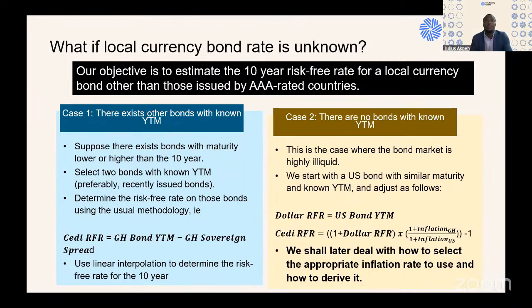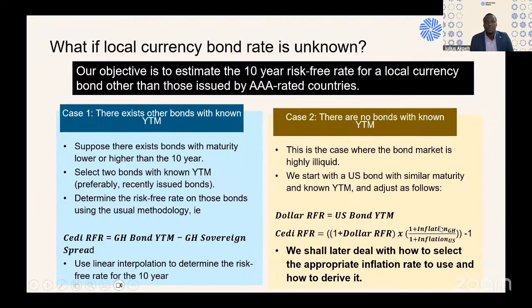Sometimes we call it the currency delta, or rather the inflation delta. We use it to multiply the 1 plus the dollar risk-free rate to get the cedi risk-free rate. We call it the inflation delta.